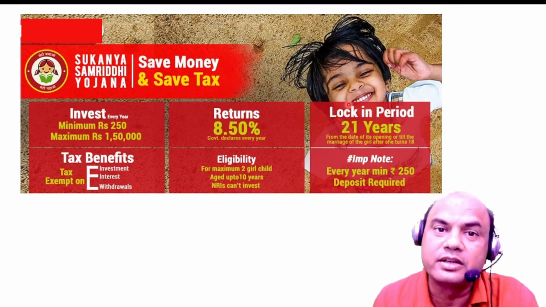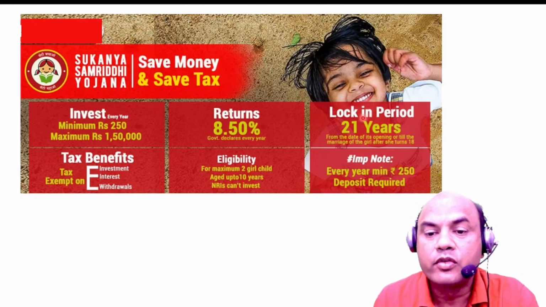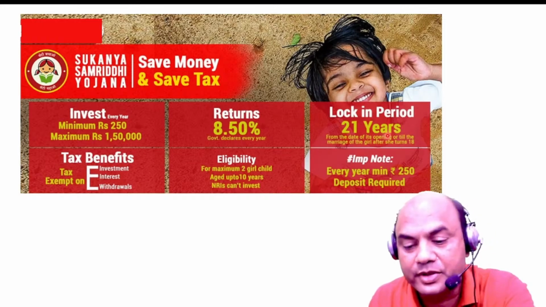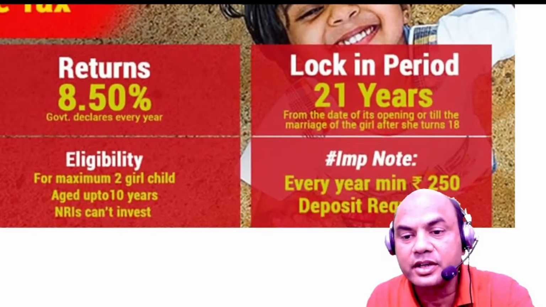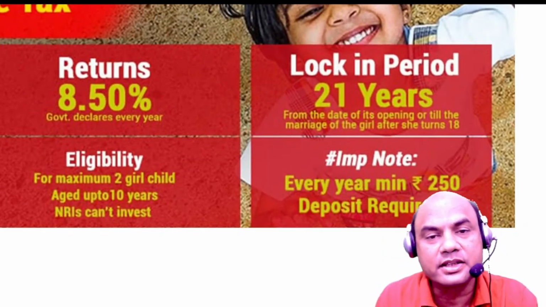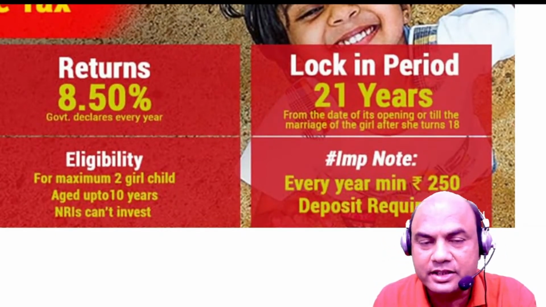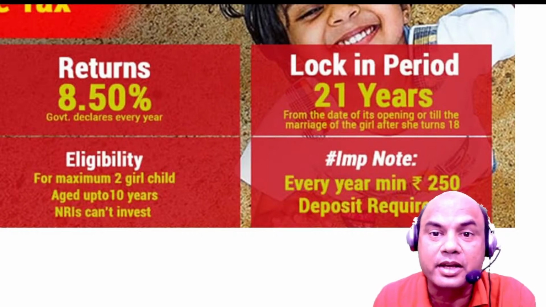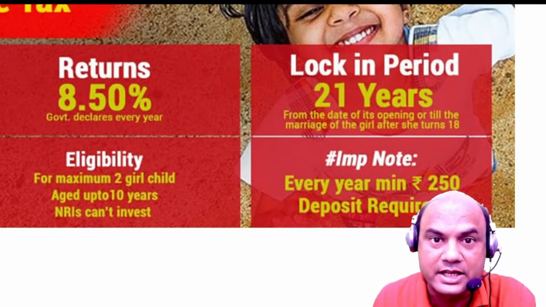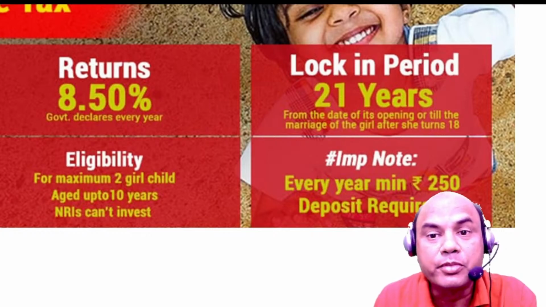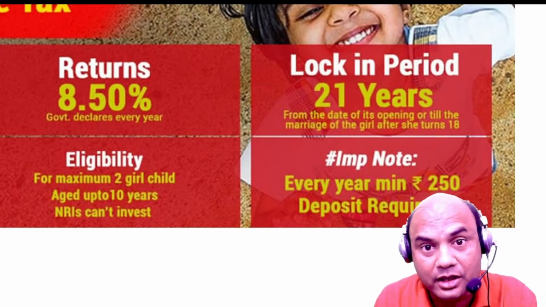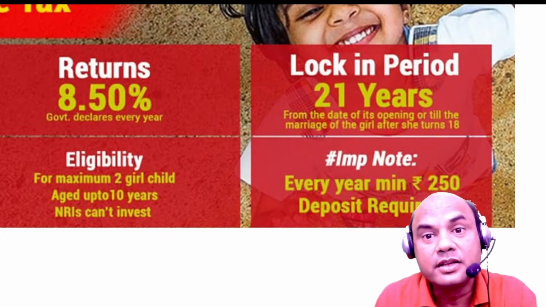Now for this 21 years, there is a rule. It is from the date of its opening, or till the marriage of the girl after she turns 18. So 21 years is there from opening that account. But if the girl's age becomes 21 years, before this, the lock-in period ends. Don't consider 21 years blindly for this scheme.